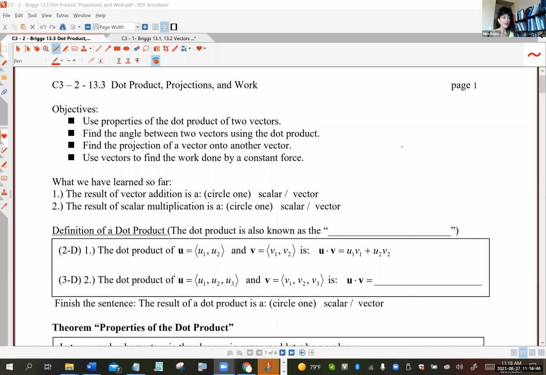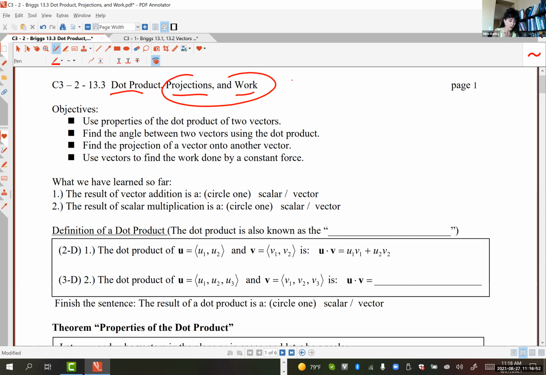Section 13.3, we're going to learn about the dot product. Then we're going to look at projections and work. We'll do this next week. Next time. We are going to look at what a dot product is and one application of it today, and then we'll be done for the day.